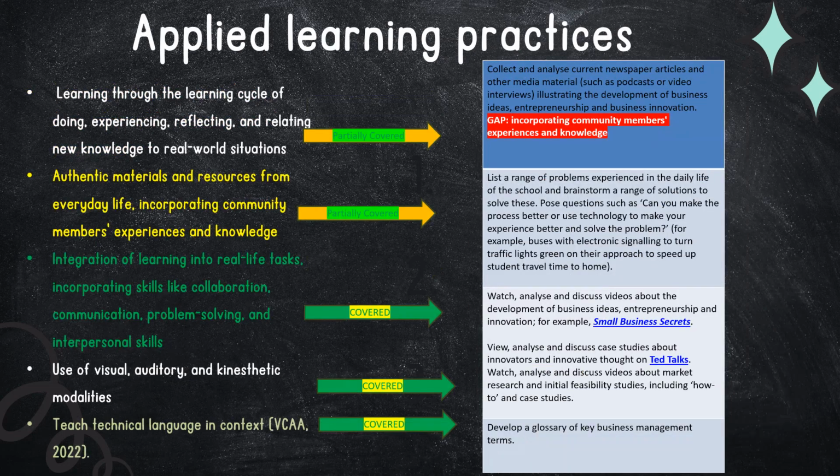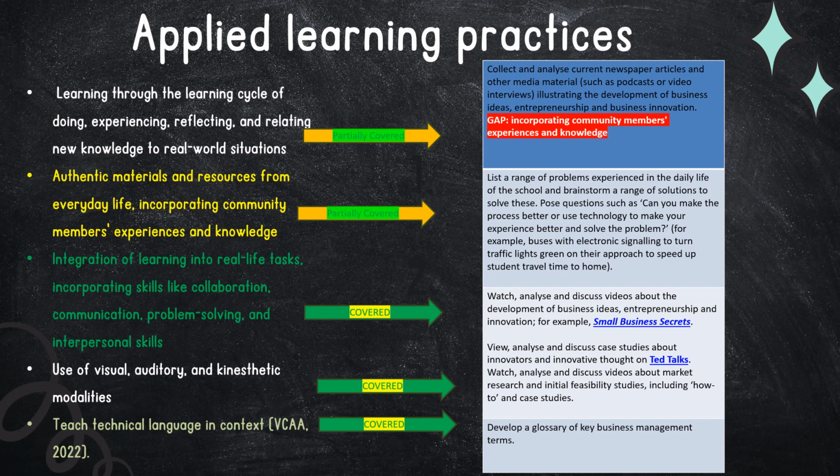Now let's look at the next pillar, which is application of applied learning practices. Because we are running a little short of time, I'm going to group the first 2 criteria in one group, which is whether they are doing a learning cycle of doing and whether authentic materials are used, and the rest 3 will be the second group. In the first group, I see they are partially covered.